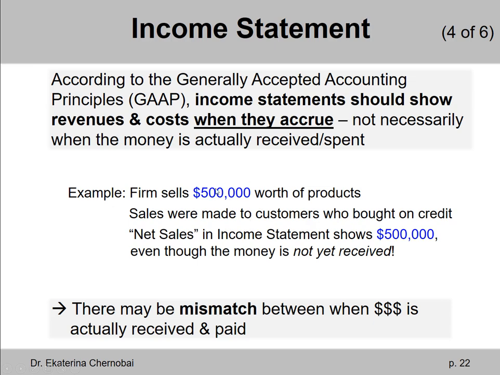So how much do we need to put in an income statement under revenues? The full $500,000 worth of product that was sold, or only the amount of cash that has already been received? So the answer is the full amount. And so it's good to keep in mind that little detail, that this does not necessarily reflect the true amount of cash that was collected during that year.